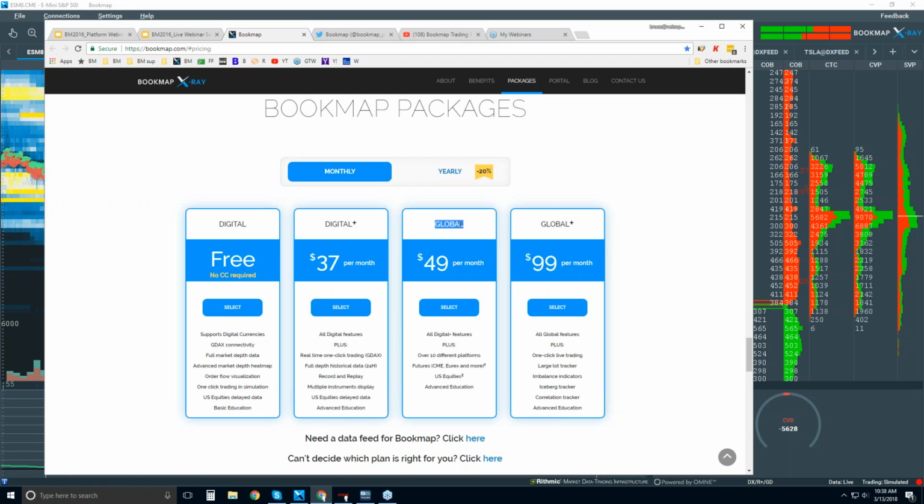The global version is all inclusive for futures, US equities, and digital currencies. It's $49 per month. However, you will need to provide the data for the futures or US equities, and it also has that advanced education. Global Plus is everything in global except it includes all of these add-on indicators and the ability to trade right from the Bookmap chart.